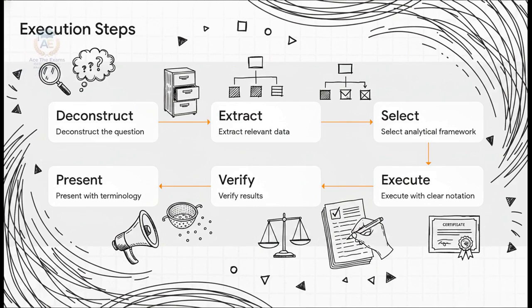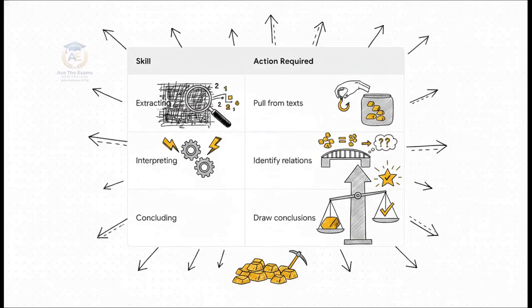Step 5. Verify results. Step 6. Present with correct terminology. If Alex and Sam debate how to tackle an essay layout, I tell them this specific procedural flow cuts right through the chaos, ensuring Alex gets marks for showing the work and Sam gets marks for a structured argument. Let's look at the specific data skills required during that extraction phase.